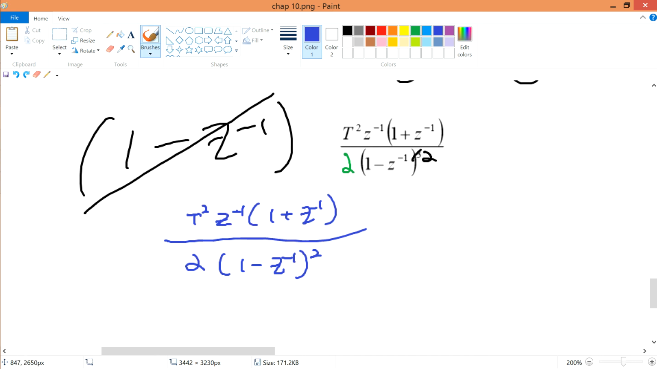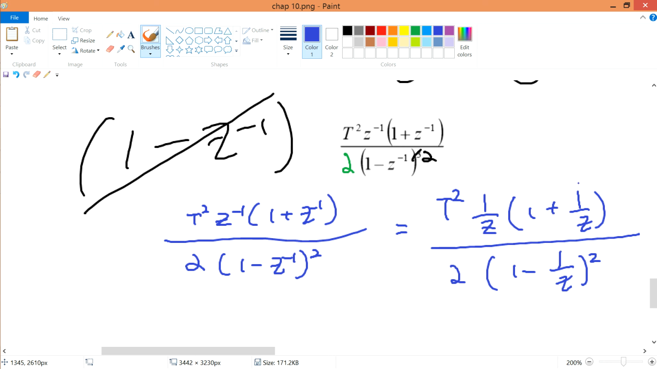But it's not very nice because it's z to the negative 1. I want it to be like 1 over z, because z to the negative 1 is equal to 1 over z. It's the inverse. Like 1 over 2 is equal to 2 to the negative 1. You can type it inside a calculator to prove it yourself. Anyway, I can rewrite z to the negative 1 as 1 over z. I can rewrite all the z to the negative 1 as 1 over z. So I will have this thing.